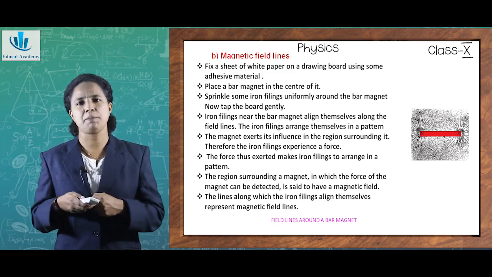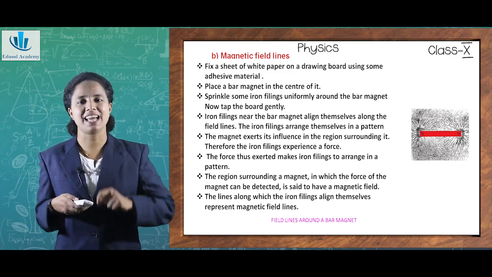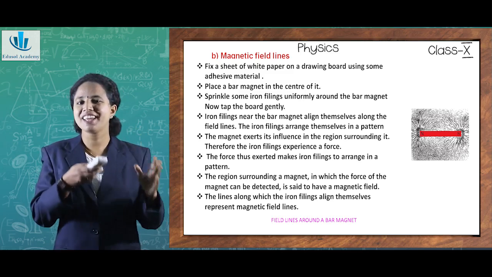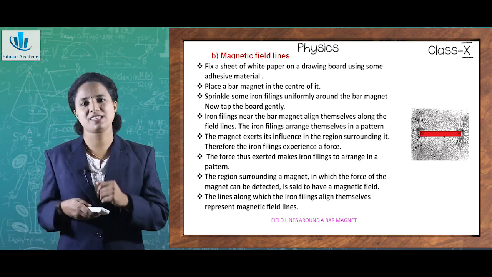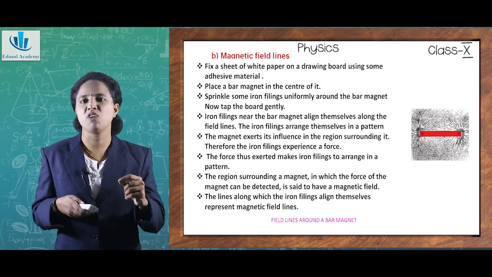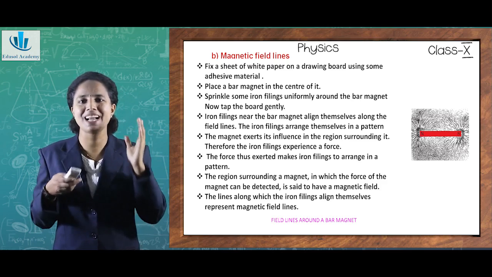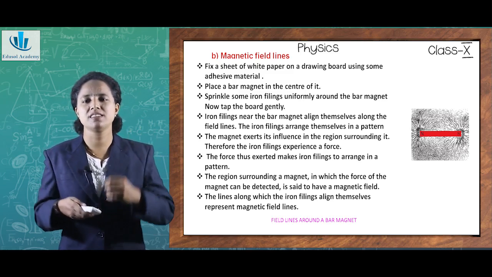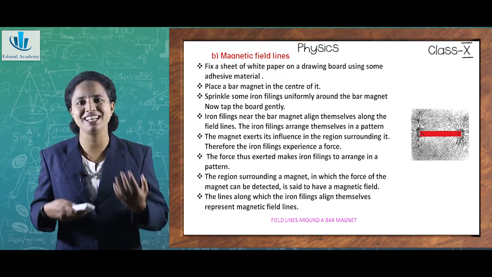What can you see? You will see a very beautiful sight: the iron filings near the bar magnet arrange or align themselves along the field lines. That is, they form a pattern. How do they form this pattern? You know magnets have a magnetic property, isn't it? So the magnet will exert some influence in the region surrounding it. That is called a magnetic field, isn't it?